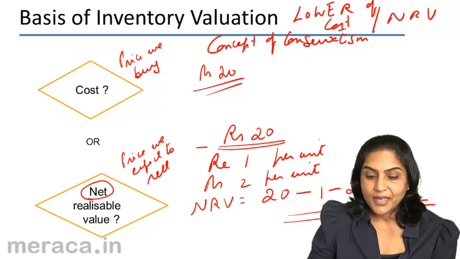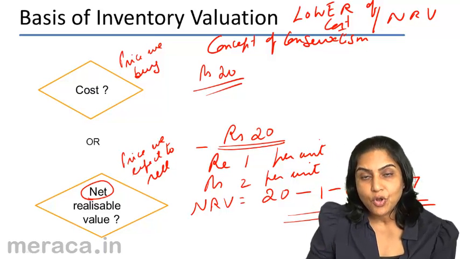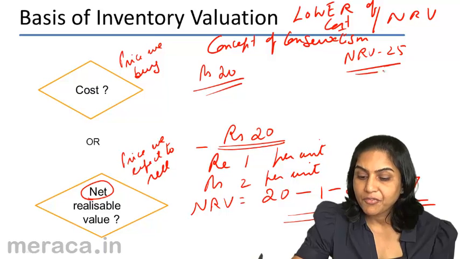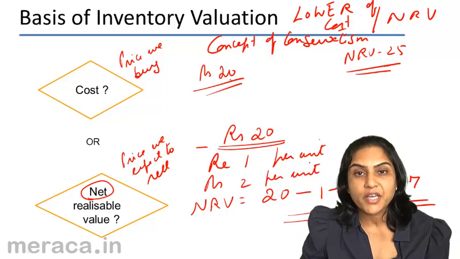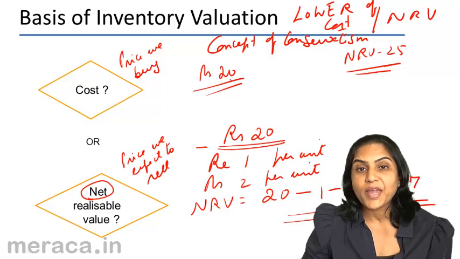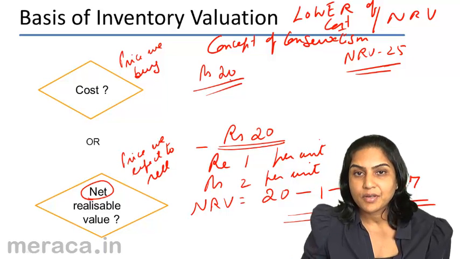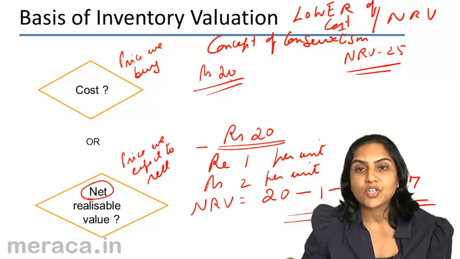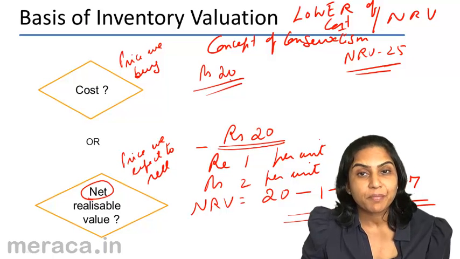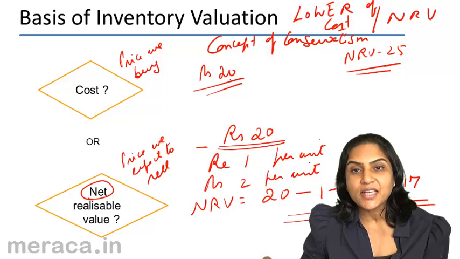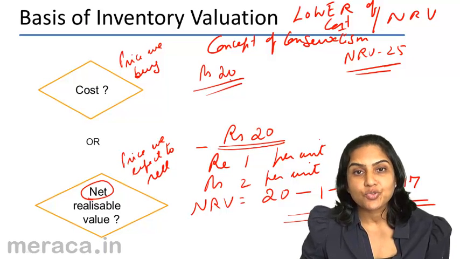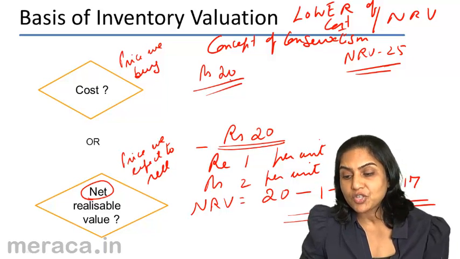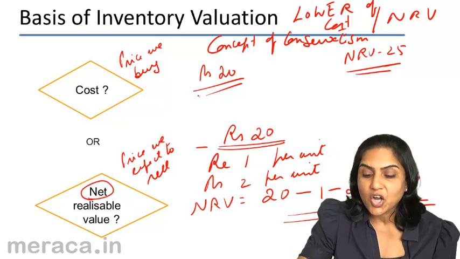On the other hand, if the net realizable value was 25, we would value it only at a cost price of 20, because though we expect to get 25 when we sell the commodity, we have not yet sold, sales has not yet been made, profits have not yet been realized. We cannot anticipate this profit and bring it into the books. In such a situation where cost is 20, NRV is 25, we would value the goods at a cost of rupees 20.